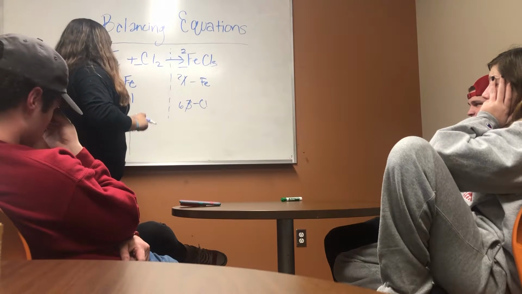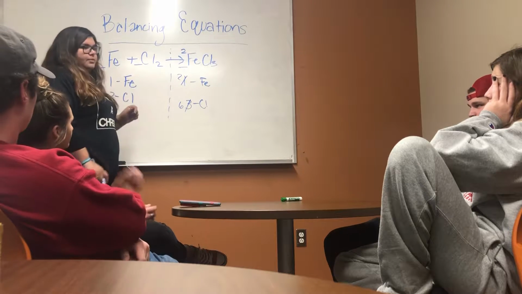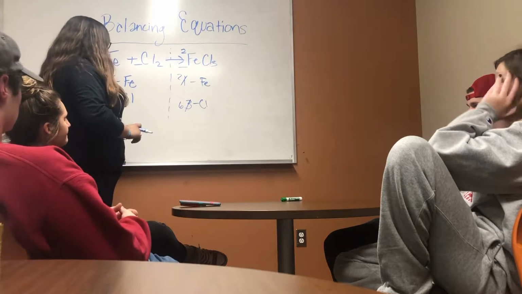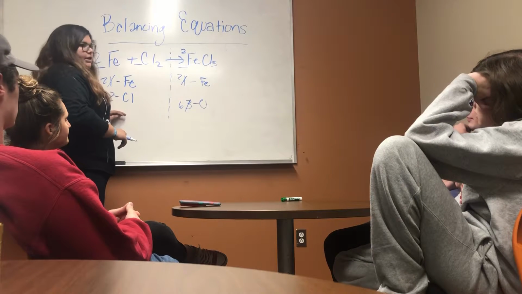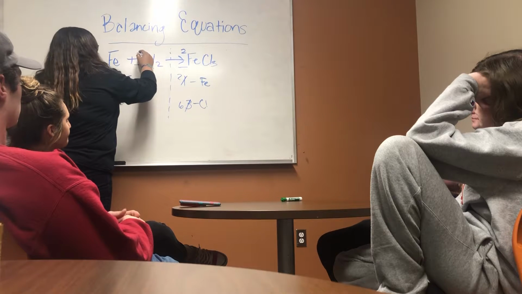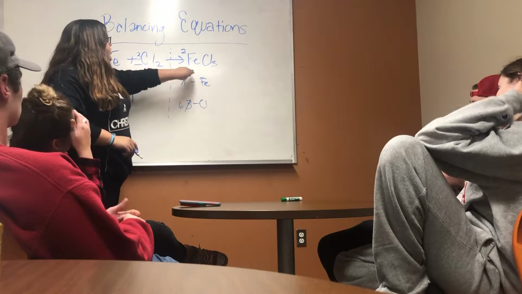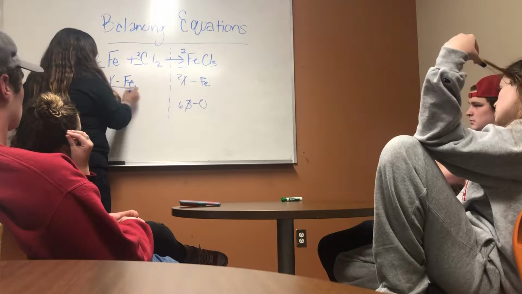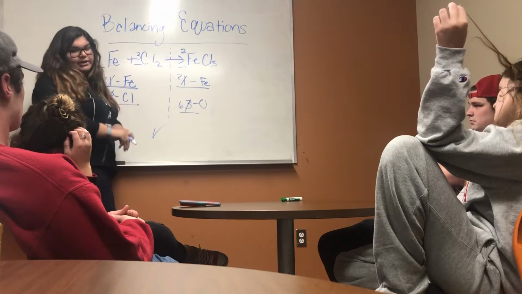So how many Fe's are missing over here? 1. So what do we have to multiply it by to get 2? 2. So we're going to put 2 here. This changes it to 2. We have Cl2 here, and we have 6 Cl here. How do we make this balance now? Multiply by 3, which means 6. So 2 Fe, 3 Cl2s produces 2 FeCl3s. So our Fe's balance out, and so do our 6 Cls. So this equation is now balanced.